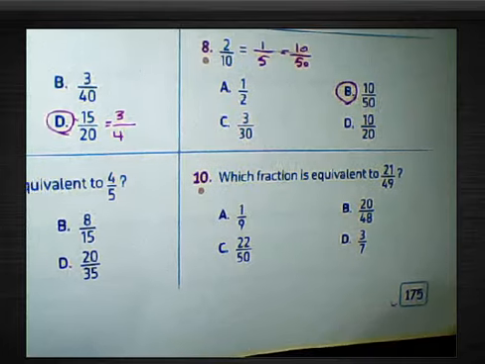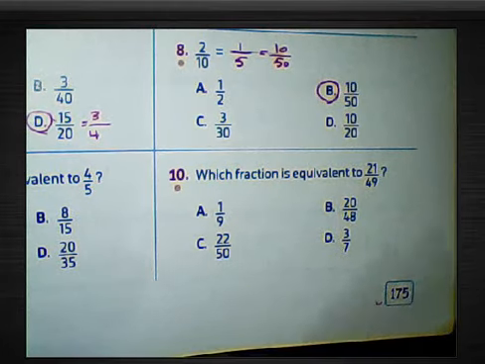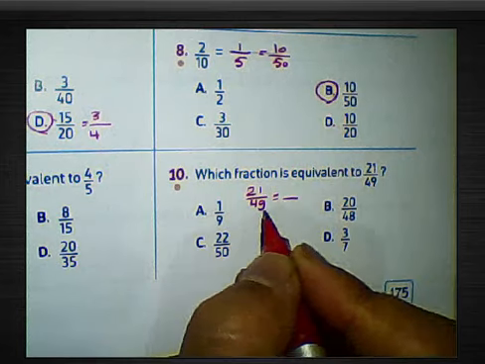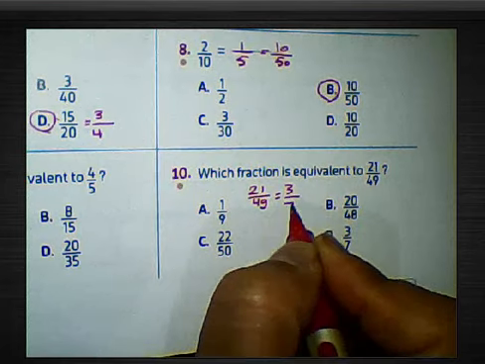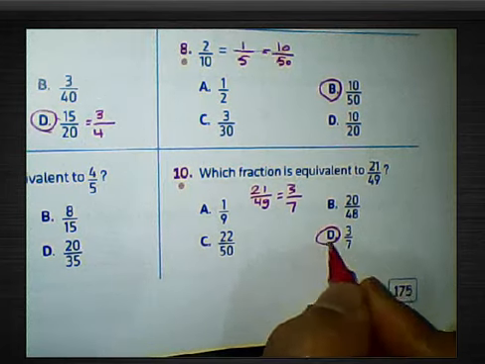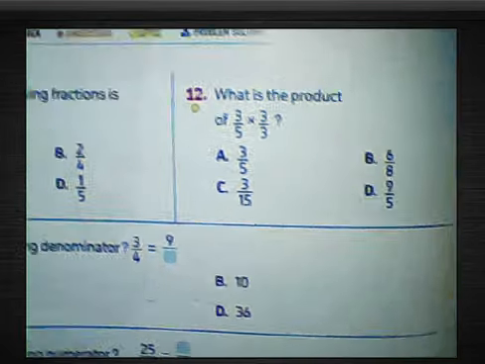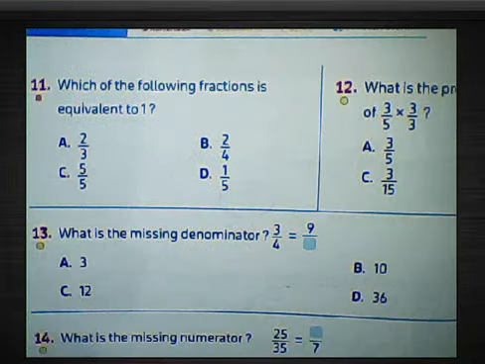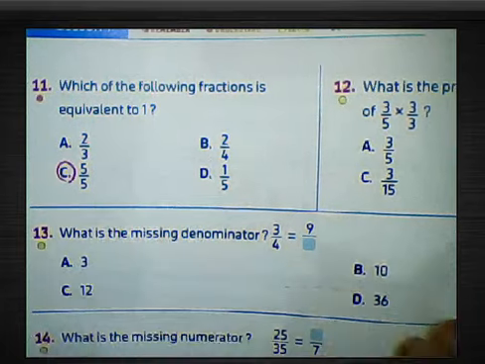Okay, this question: which fraction is equivalent to 21 over 49? 21 over 49, we can simplify it by dividing by 7. For the numerator and the denominator, 21 divided by 7 equals 3 and 49 divided by 7 equals 7. The result will be letter D about this example. Next page here. Which of the following fractions is equivalent to 1? Equivalent to 1, 5 over 5 equals 1.